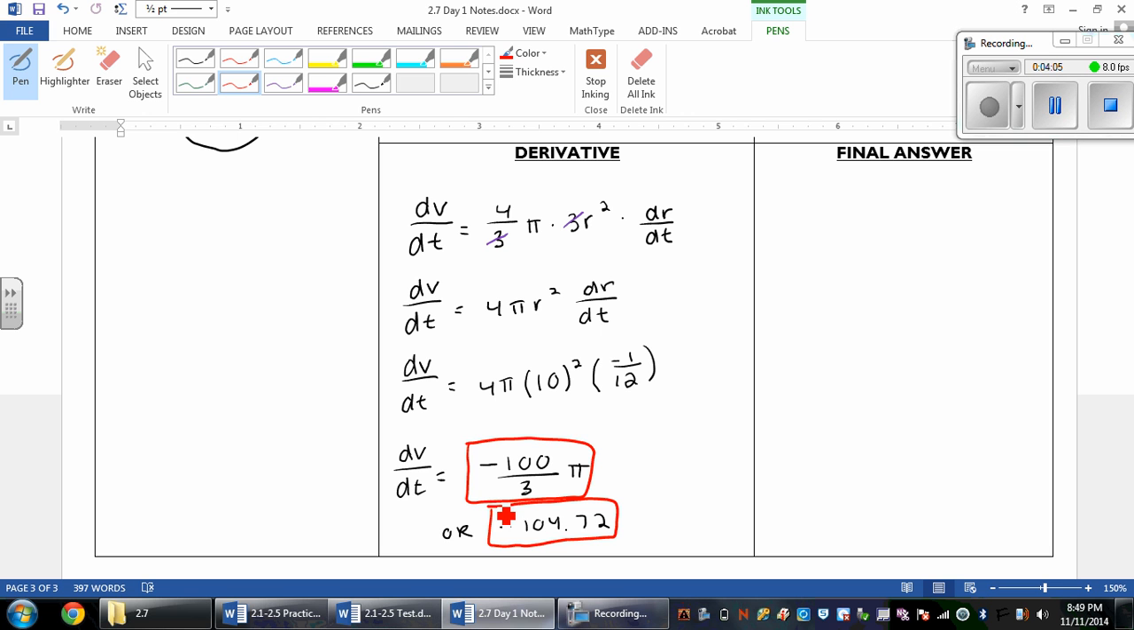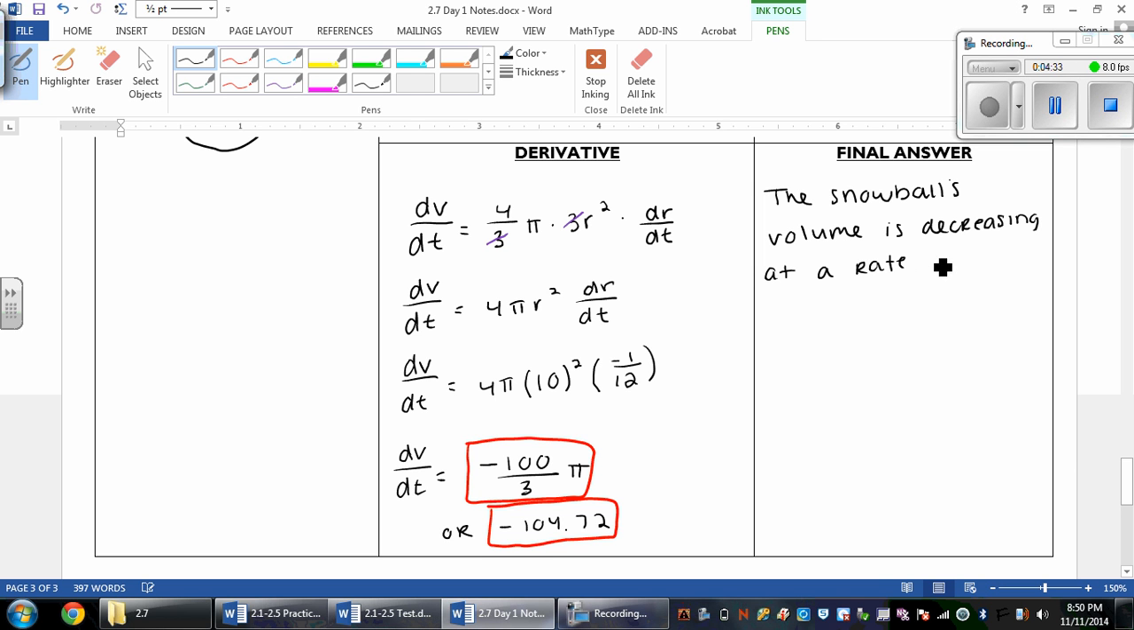Alright, and then the last thing you do is just write a summary sentence. I will mark off points if you do not include your units in your final answer. So, we just say the snowball's volume is decreasing at a rate of, you can say negative 100 over 3 pi, or, you don't have to say both, negative 104.72. Now remember our units.